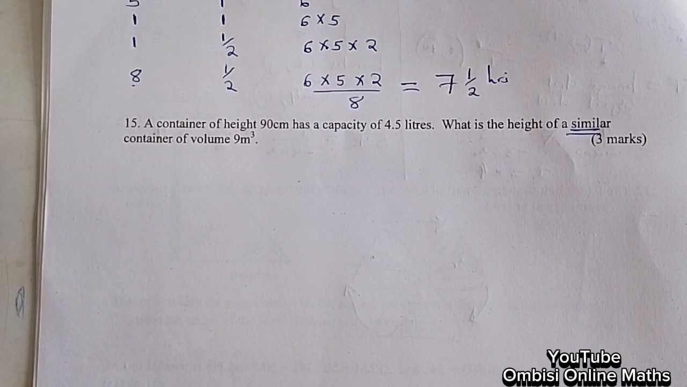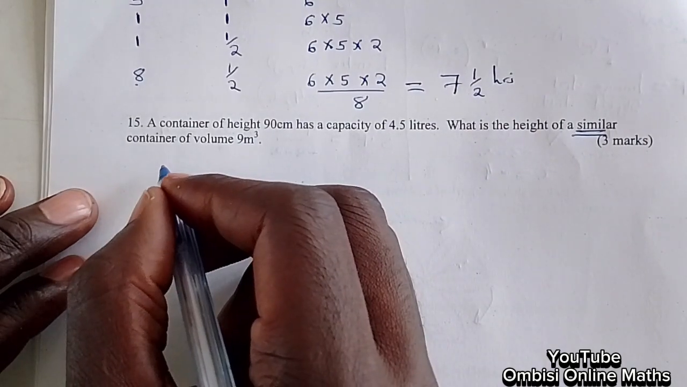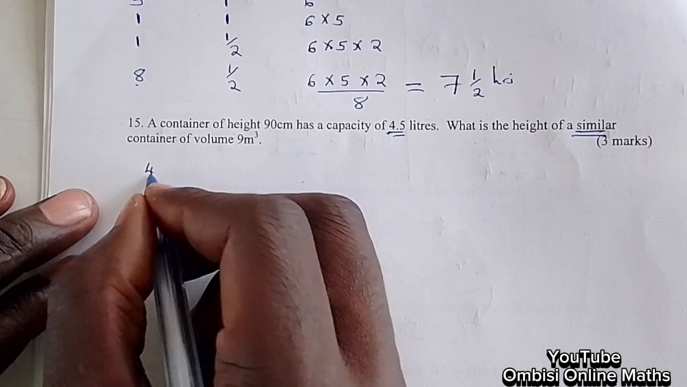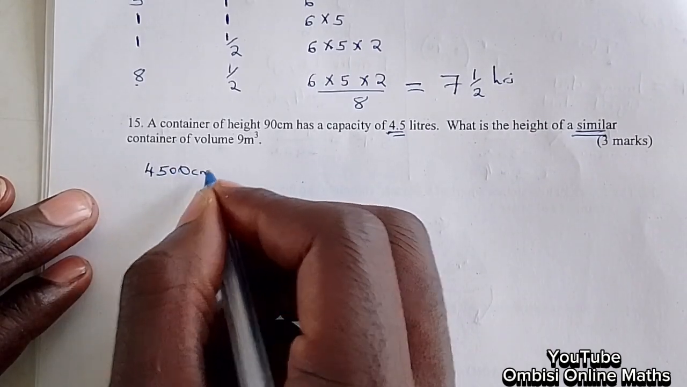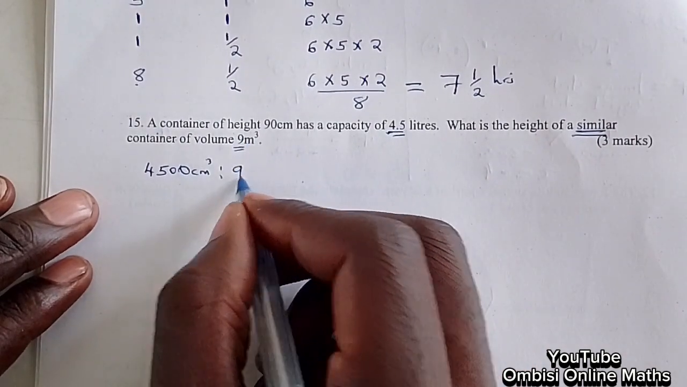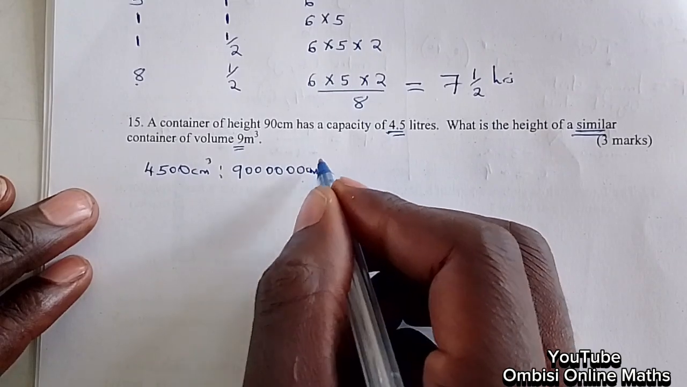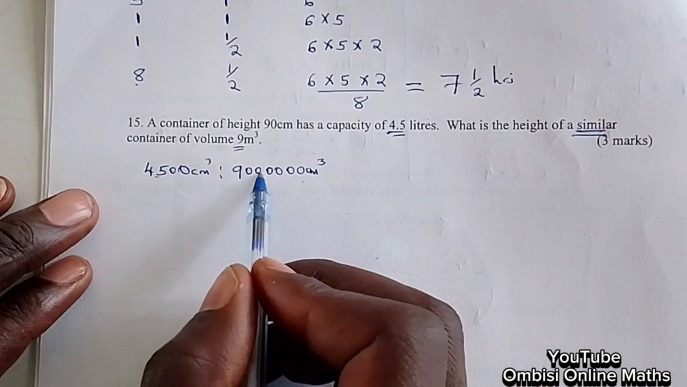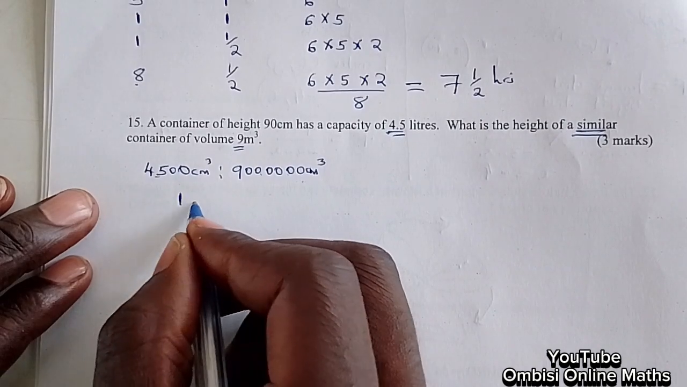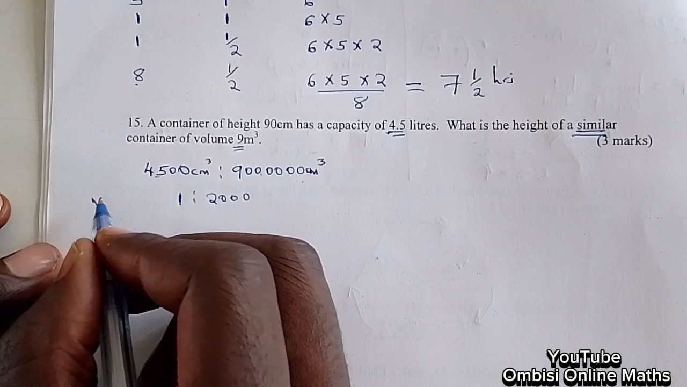We are going to compare the volumes of these two, and use it to find the volume scale factor. So the first container is 4,500 cubic centimeters, converted into cubic centimeters. The second one is 9 million cubic centimeters again. So divide 4,500 both sides, it simplifies to 1 is to 2,000. So that is going to be our volume scale factor.